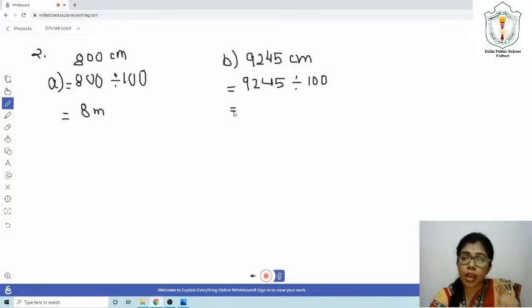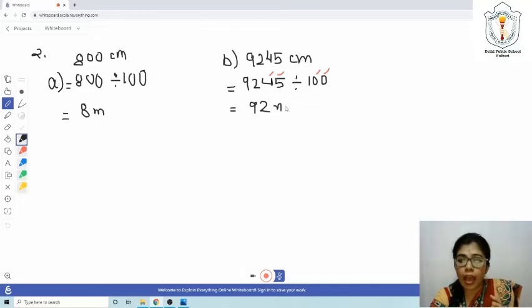That if it is divided by 1000, then 1000 has 3 zeros. So here you see 100 has how many zeros? 100 has 1, 2. So take out 2 numbers. What is remaining with us? 92. So first we will write 92 meter, and how much did we take out? 45. So 45 centimeter. This is, children, division quickly and orally.